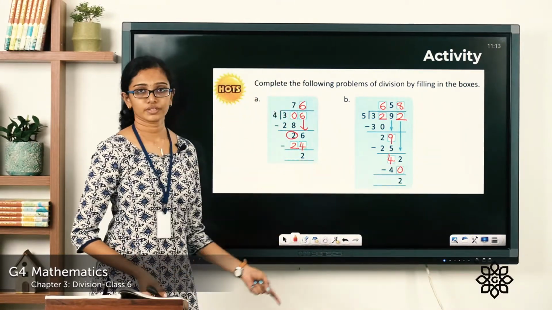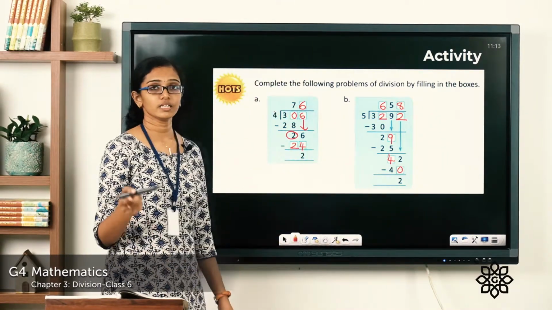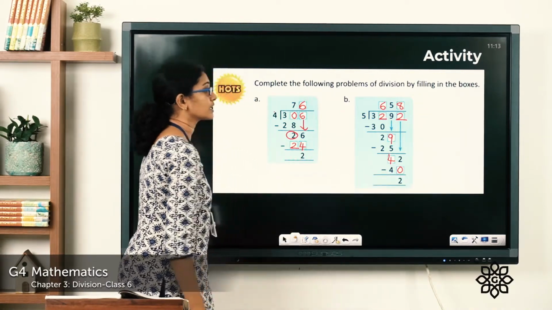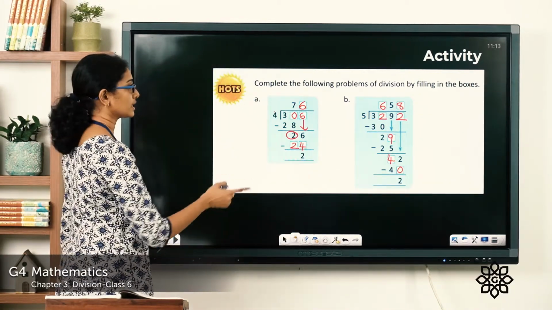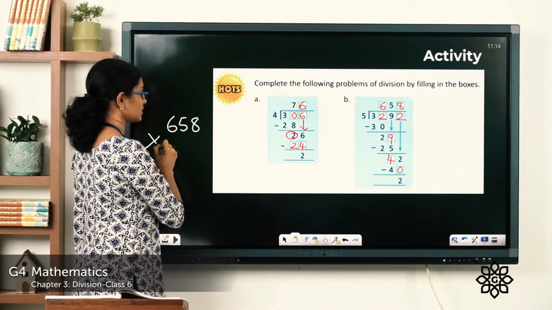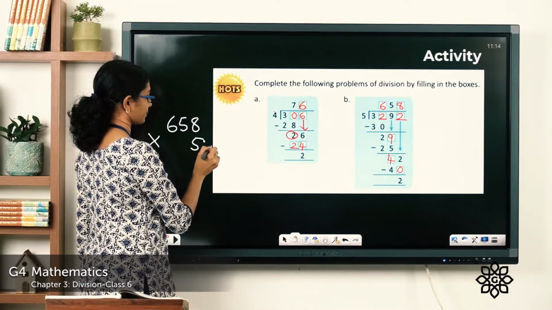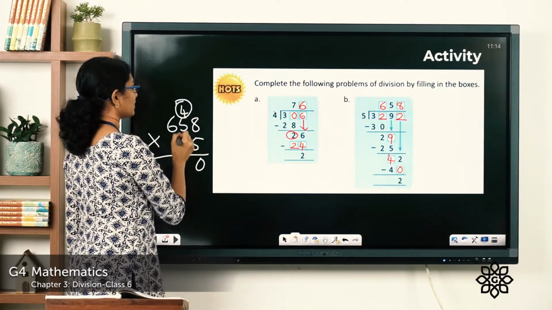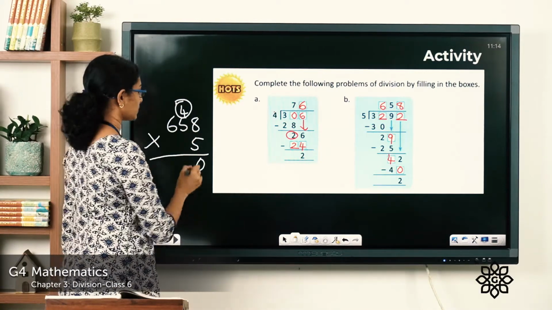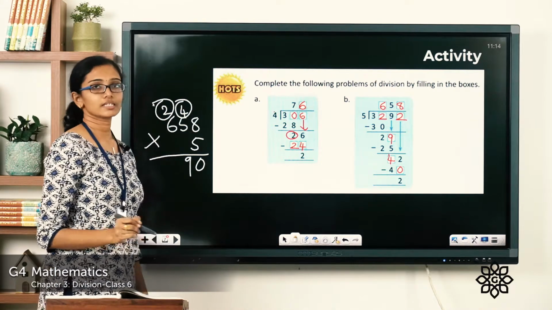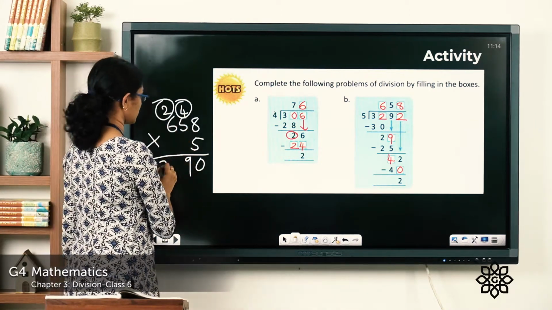Let's check if the division was done correctly, if we have filled in the digits correctly. So applying the formula, the quotient into the divisor plus the remainder is equal to the dividend. Let's multiply the quotient 658 into 5. 8 5s are 40. A carry over 4. 5 into 5, 25 plus 4 is 29. Again a carry over here, 2. 6 5s are 30 plus 2, 32.